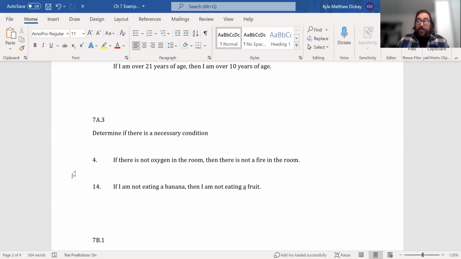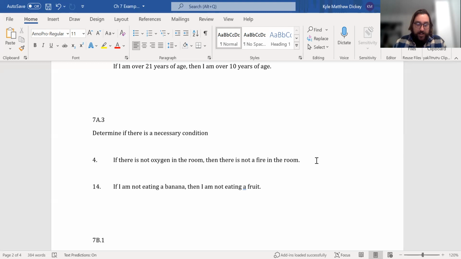Like it must be this way for this other thing to happen, but there can be lots of necessary conditions that aren't sufficient. So let's take this one. If there's not oxygen in the room, then there is not a fire in the room. All right, so, well, oxygen is necessary for fire, right? But what else is necessary for fire? Fuel, like an ignition, right?